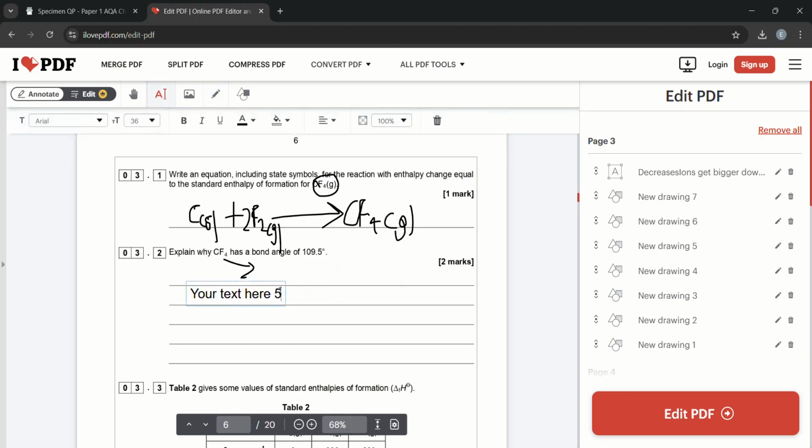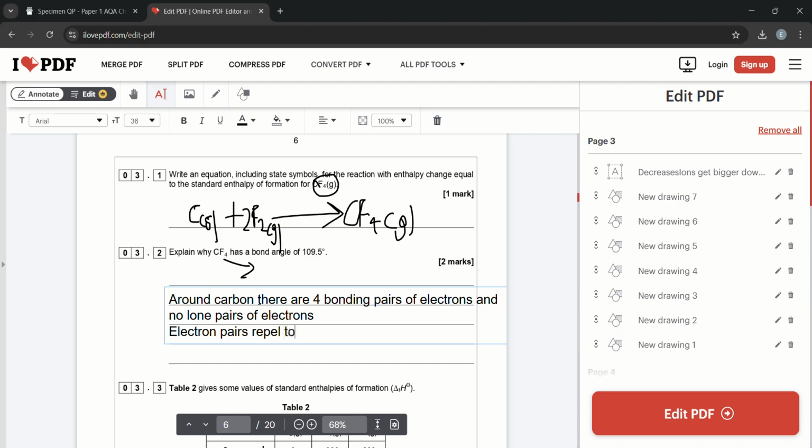Now I'll explain why CF4 has a bond angle of 109.5 degrees. Actually, is it tetrahedral or not? I'm not sure, but it doesn't want us to say that anyway. It wants us to talk about around the carbon. Around the carbon, there are four bonding pairs of electrons and no lone pairs of electrons. Electron pairs repel to be as far apart as possible. Electron pairs repel each other equally. That's question 3.2.